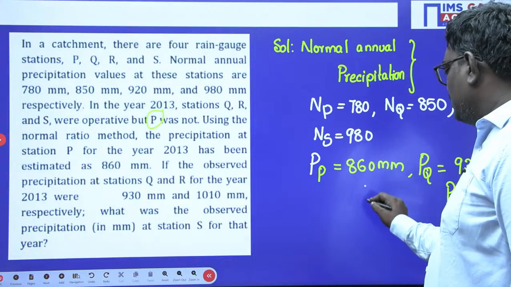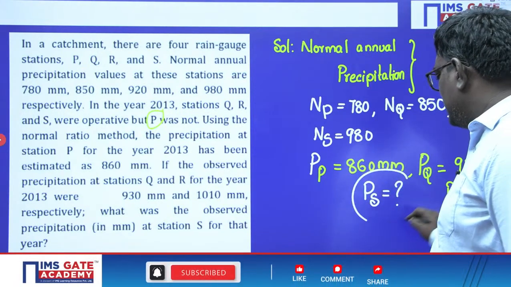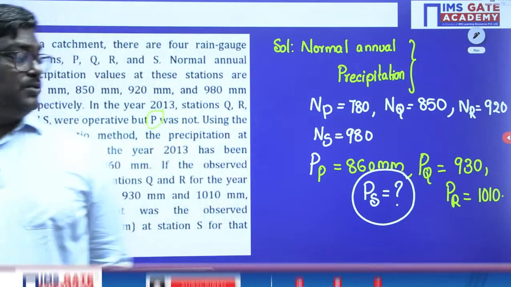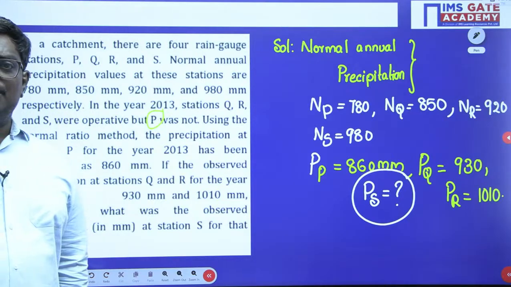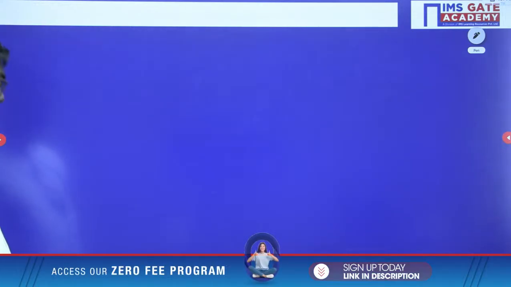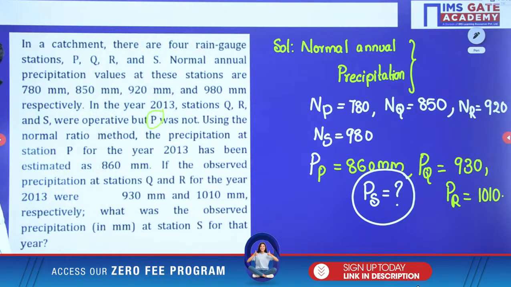They are asking what was the observed precipitation at S, that is PS. Agree, my dear student? So, see students, they are asking for the missing station, right? We have started with P and NP.